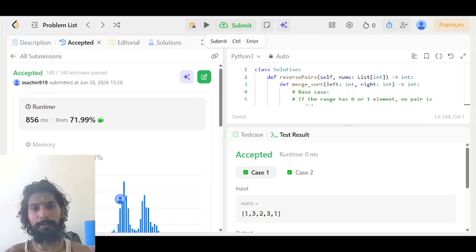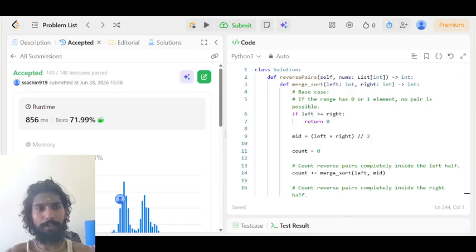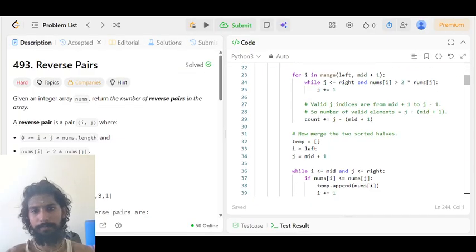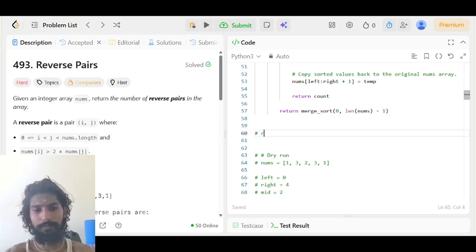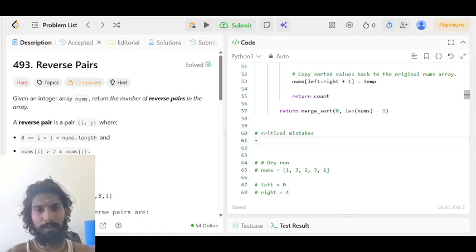Now let's discuss the critical mistakes that people generally make while solving such problems. First mistake is checking the wrong condition. Do not check nums i greater than nums j. The correct condition is nums i greater than 2 times nums j. The second mistake is using greater than or equal to. The condition is strictly greater than, not greater than or equal to.